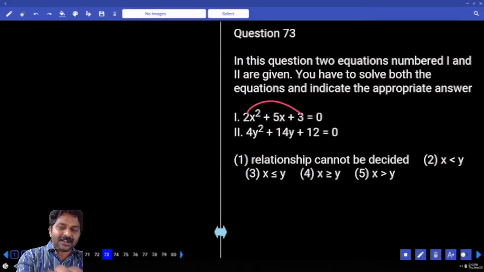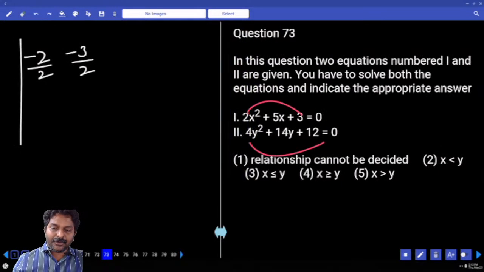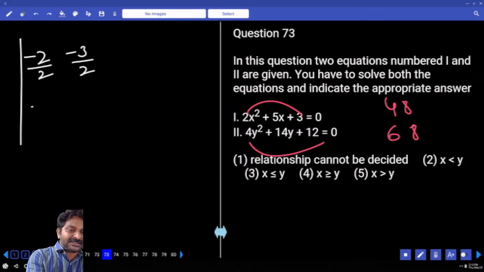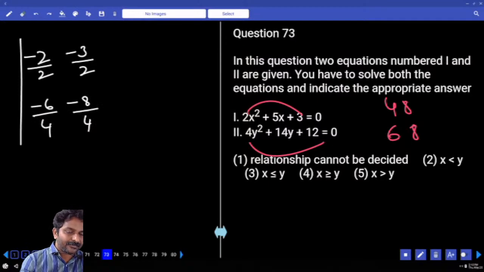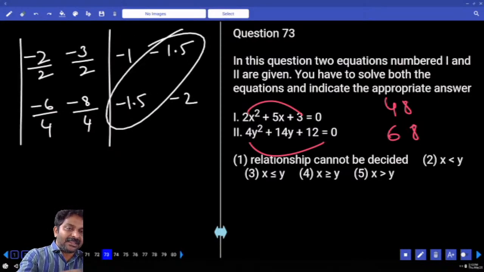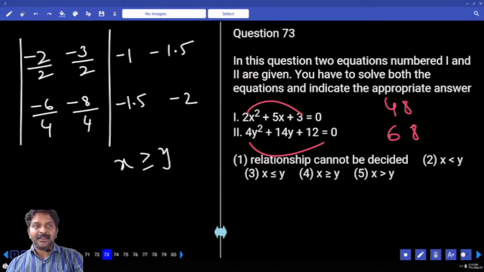2 comma 3, that itself is a combination. Factors minus 2, minus 3 divided by 2, correct. 4 into 12, 48 can be written as 6 times 8, minus 6, minus 8 divided by 4. Yes, minus 1, 1 and a half, minus 1 and a half, minus 2. X greater than y, X is greater than or equal to y.